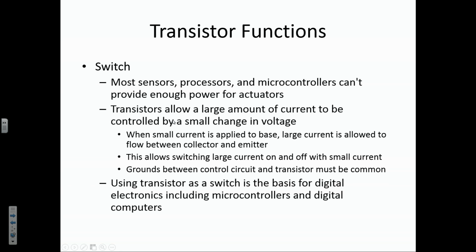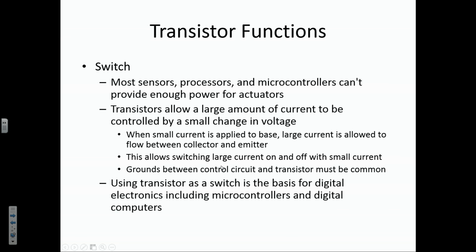Again, transistors allow a large amount of current to be controlled by a small change in voltage at the base. This allows switching a large current on and off, so we can go from 0 to full current. The grounds between the control circuit and the transistor must be common, otherwise we're not going to be able to control the flow as we desire.